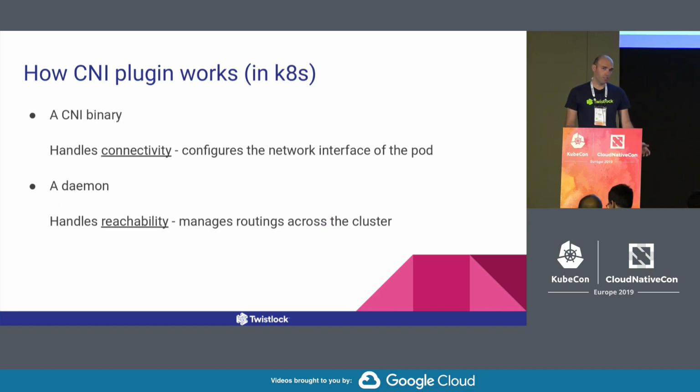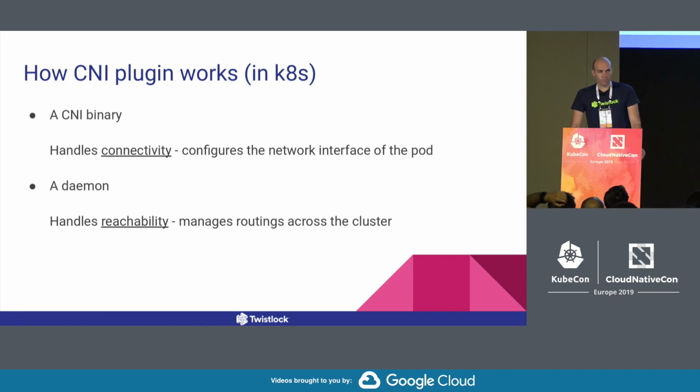So CNI plugins are often composed of two components. The first component is the CNI binary, which is the plugin itself, the thing that is implementing the interface. And when it's running, it is being executed by the kubelet and is responsible for configuring the network interface. It's the part that sets up the connectivity of the container. The second part is the daemon, where essentially most, if not all, CNI providers for Kubernetes also provide a daemon that is going to run on every node in the cluster. And when it is running, it will be managing the reachability of your pod throughout the entire cluster.